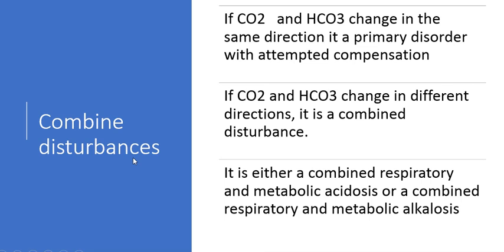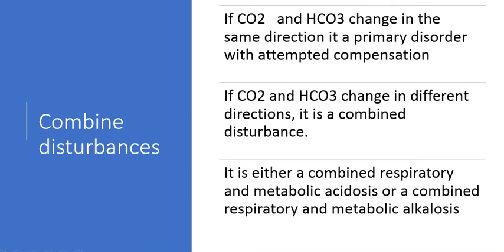Yeah. So the combined disturbances, as I told you earlier, occur as a result of a compensation, that is, you can have a metabolic acidosis and a compensatory respiratory alkalosis. So compensation always tries to go in the opposite direction of the primary disturbance. If you have a primary metabolic acidosis, the compensation will go in the opposite direction, that is the respiratory alkalosis.